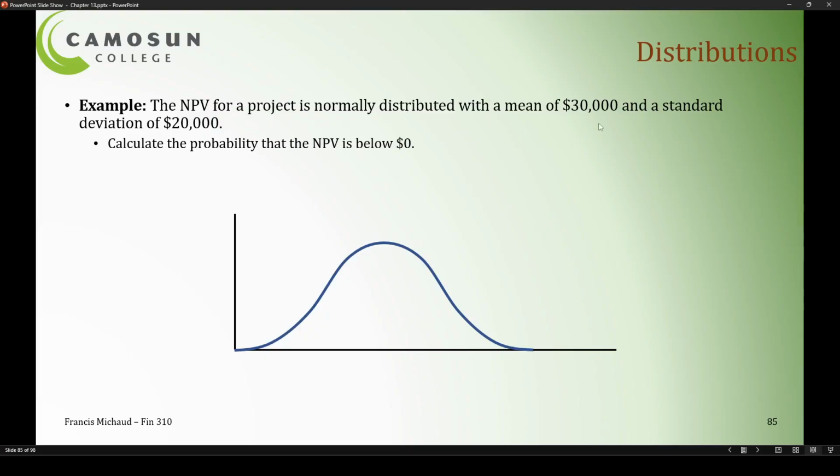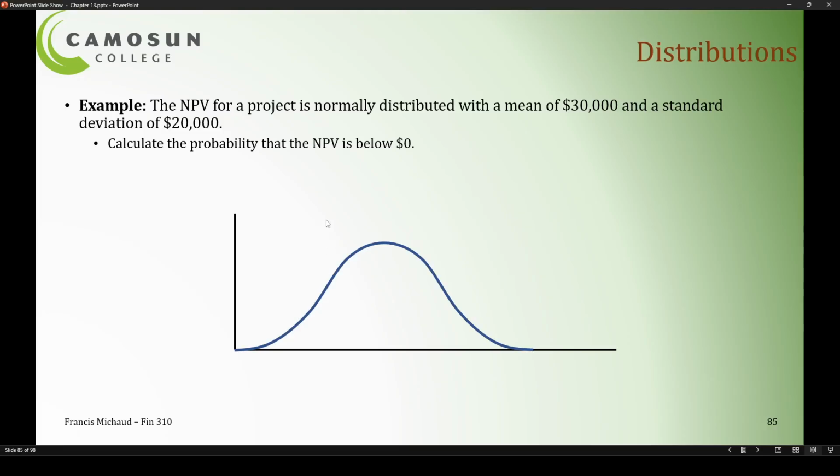Okay, so the first question we have here is the NPV for a project is normally distributed with a mean of 30,000 and a standard deviation of 20,000. We want to calculate the probability that the NPV is going to be below zero. And this kind of makes sense here, right? We want to do the project if the NPV is bigger than zero.